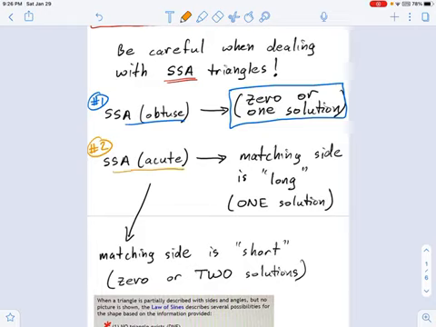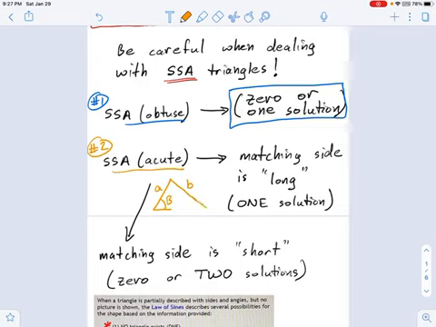You have to then examine the side which is opposite that given angle. Okay, so let me draw you a picture of what I mean here. If I have an angle, let's call that B, and here's side A and here's side B. Okay. If side B is longer than A, then you only have one possible solution. Okay, that's a scenario like this.